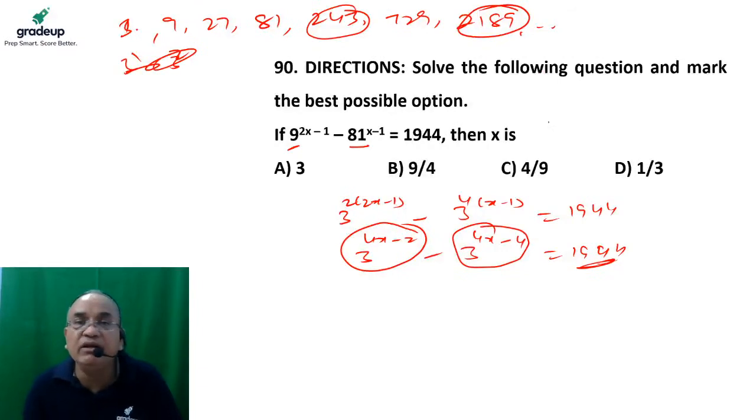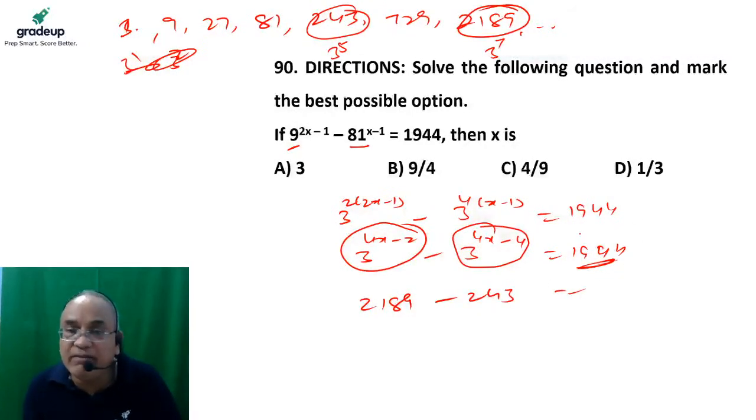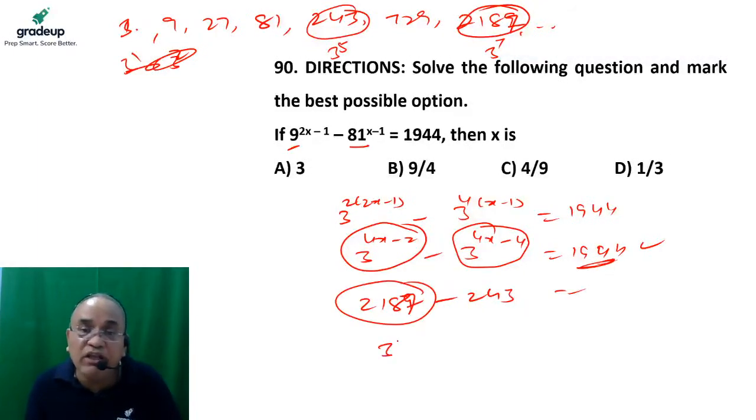Are you getting my point? So it is nothing but 3 to the power 7 and 3 to the power 5. If I subtract 243 from 2187, then this value will come in the picture, I'm very much sure. Yes, 1944. This value is nothing but 3 to the power 7 and this value is nothing but 3 to the power 5, that is equal to 944.